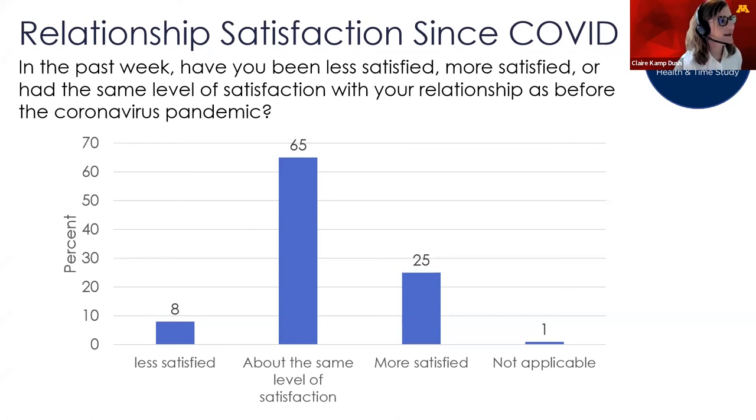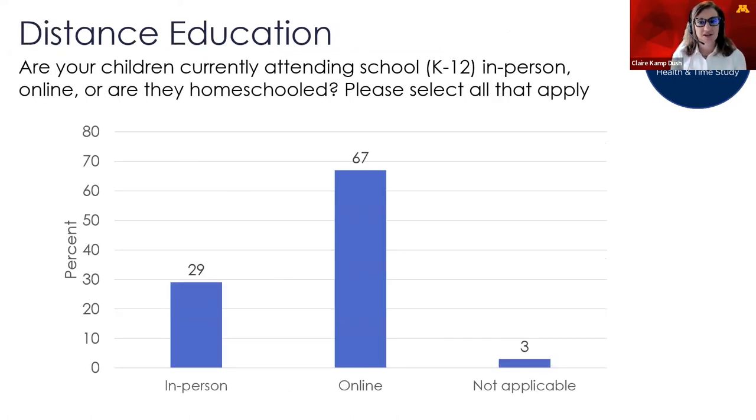So check that out. In terms of distance education, I don't know, for those of you that homeschooled, I had 4 children that were in grades, what were they in? I think they were in 2nd grade through 11th grade during the pandemic. I just get traumatized even seeing this item. Are your children currently attending school in person, online, or are they homeschooled? Please select all that apply.